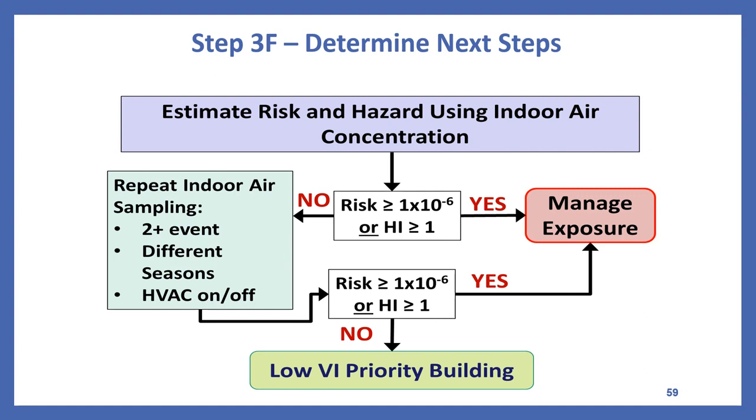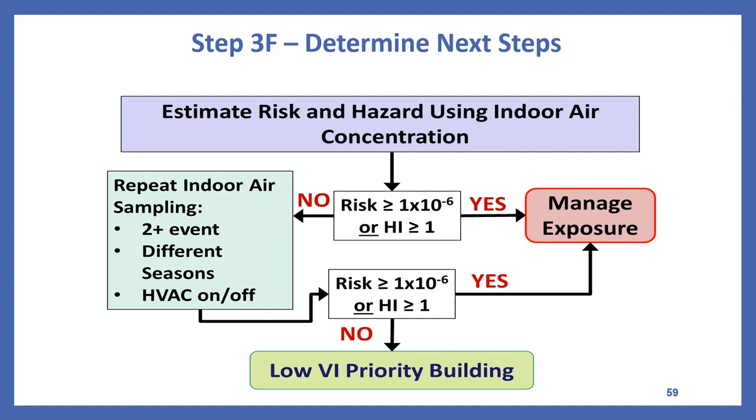Now, in that case, you want to evaluate your subsurface lines of evidence to determine that potential vapor intrusion risk. So in that scenario, again, if your risk from the subsurface samples are less than 1 × 10⁻⁶, and your hazard index is less than 1, it would be considered a low future vapor intrusion priority building. Again, that is after a couple of sampling events. You don't want to make that determination based on one sampling event.